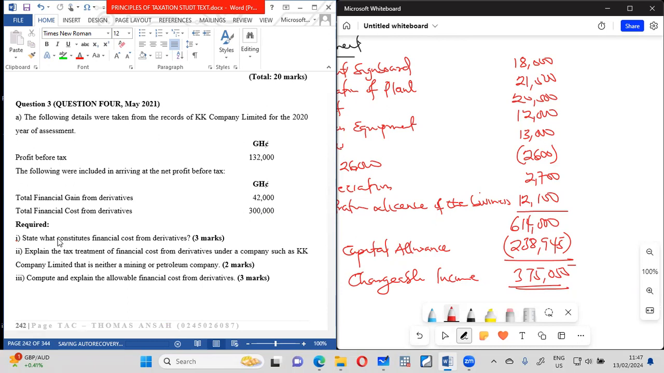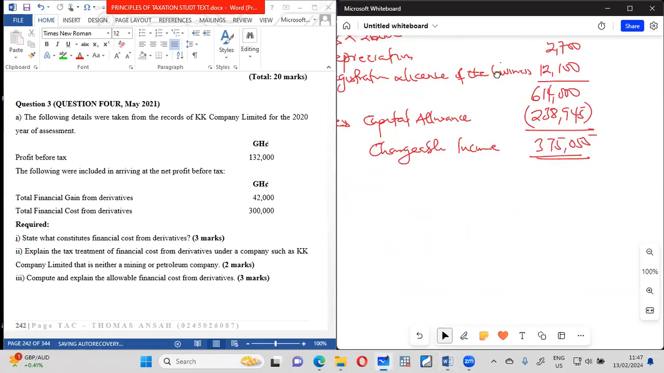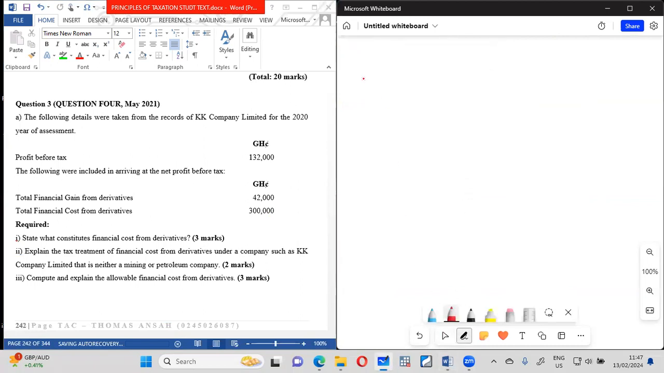But remember, what did the law say about deducting finance costs? It says that the allowable finance cost shall not exceed what? Finance gain plus 50% of the adjusted income. That is adjusted chargeable income. So let's call it adjusted chargeable income. So that is what the law says. So you have to apply the law.